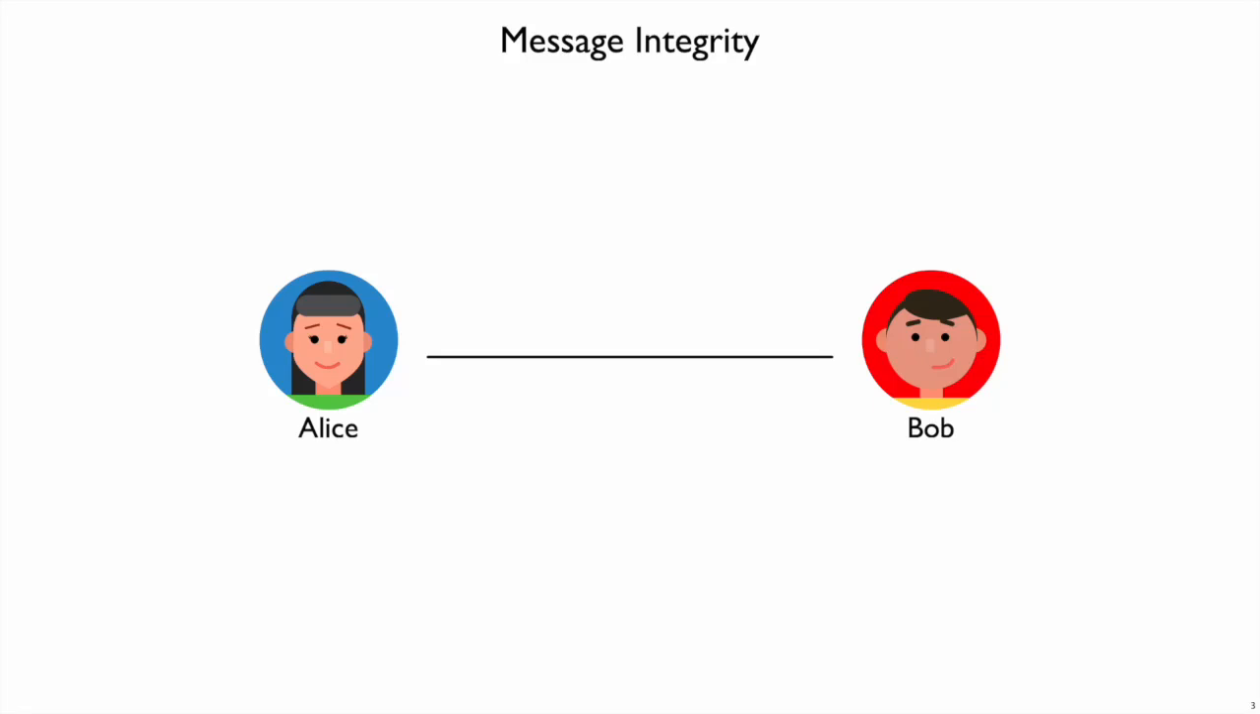Here we have Alice and Bob. Alice and Bob have a shared secret represented by this key, so Alice can encrypt a message and send that message over to Bob. How does Bob know that that message is from Alice and as Alice intended?